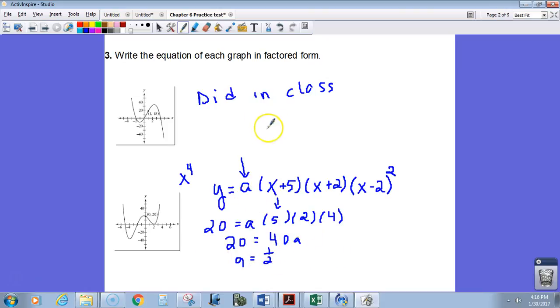So my equation is y equals 1/2 times (x plus 5)(x plus 2)(x minus 2) squared. And you can simplify this. You can multiply them all together if you like, or you could just leave it like that.